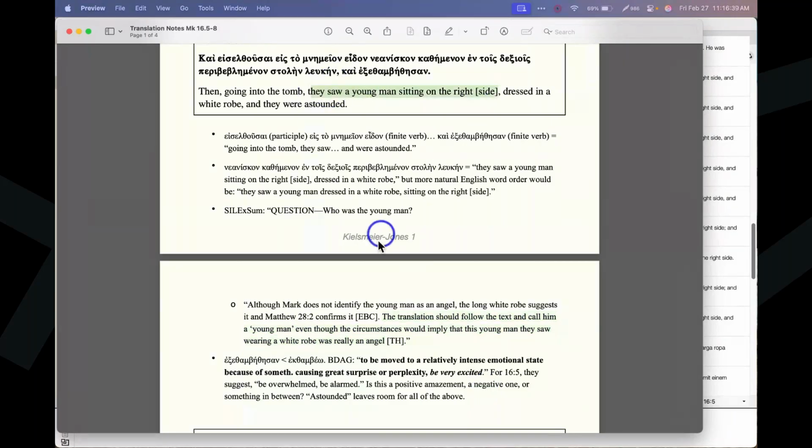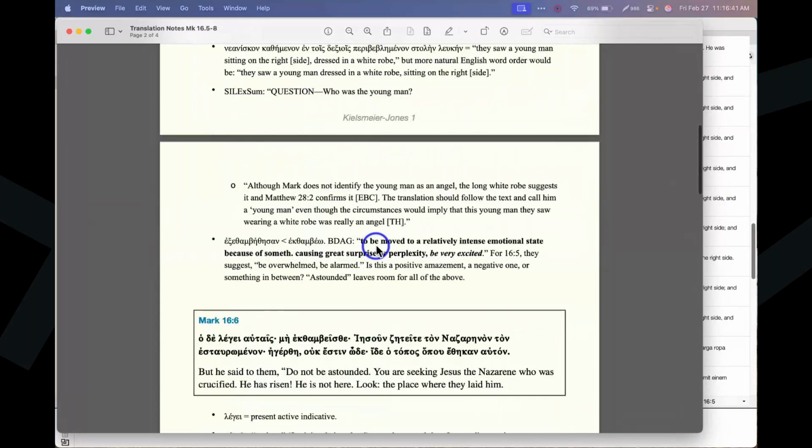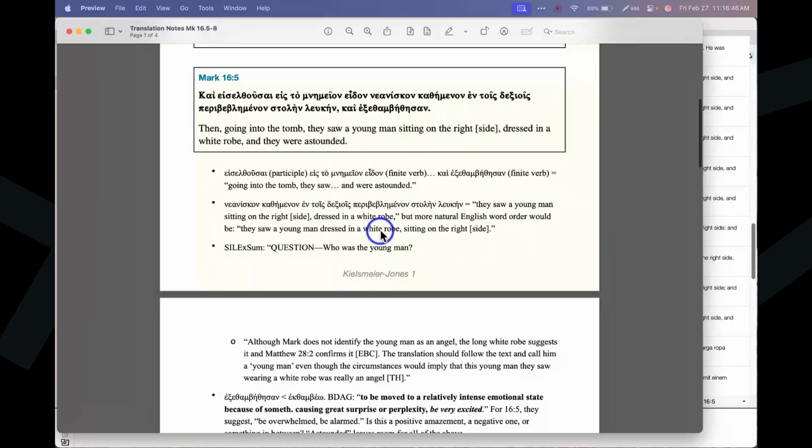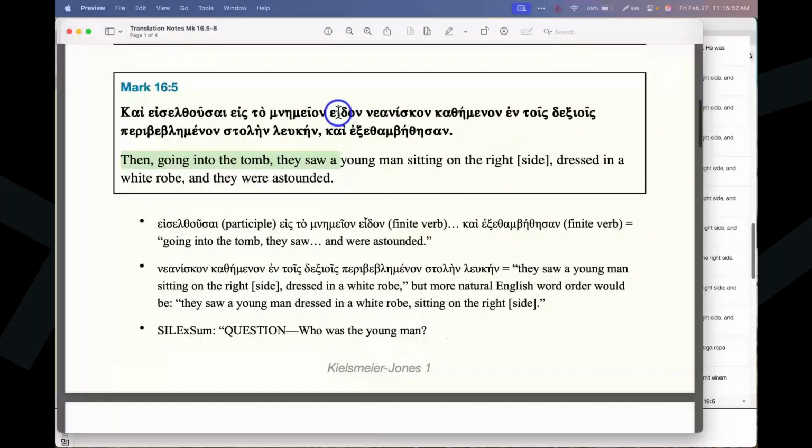Also, Mark doesn't say it explicitly, but in verse 6, this young man will say Jesus is not here. Presumably, they already know that, or they're starting to get a sense of it. So it's not just, what are you doing here? It's what are you doing here, and what is Jesus not doing here? As long as they can see that Jesus is not there.